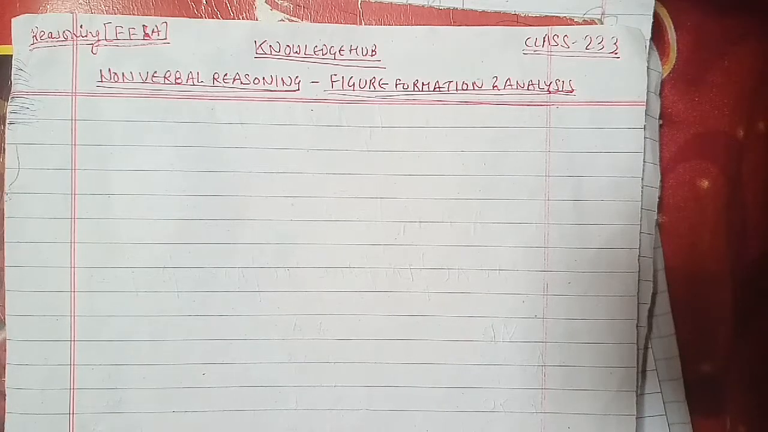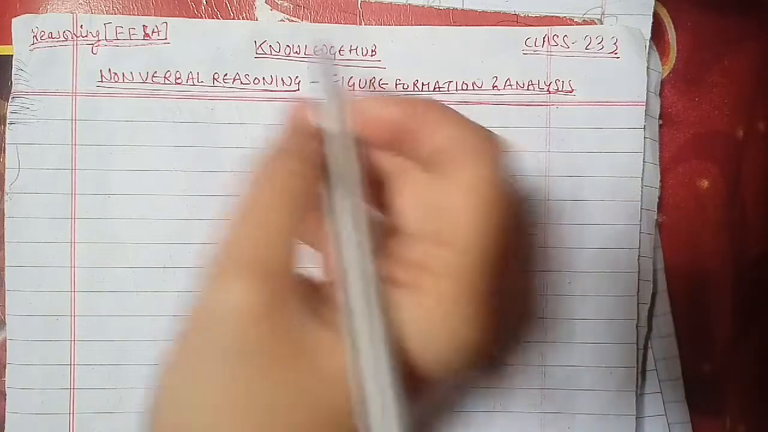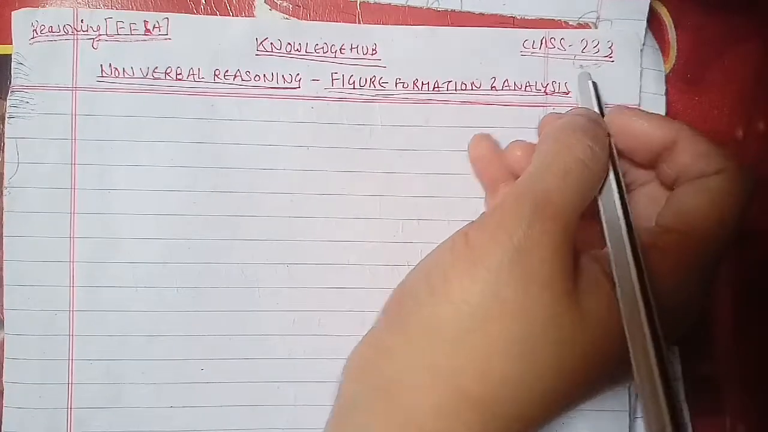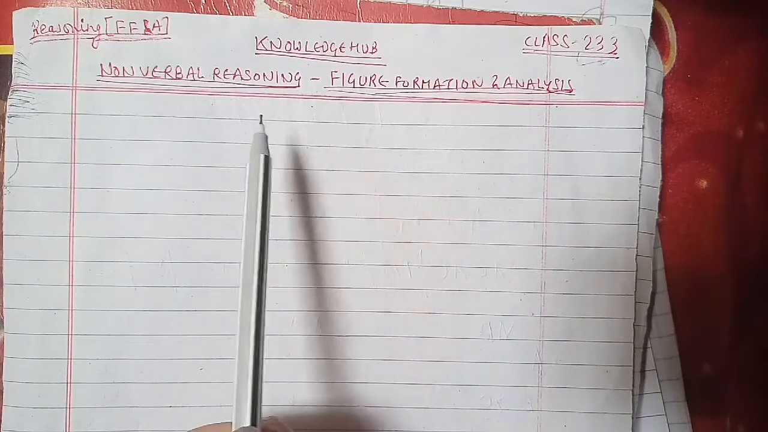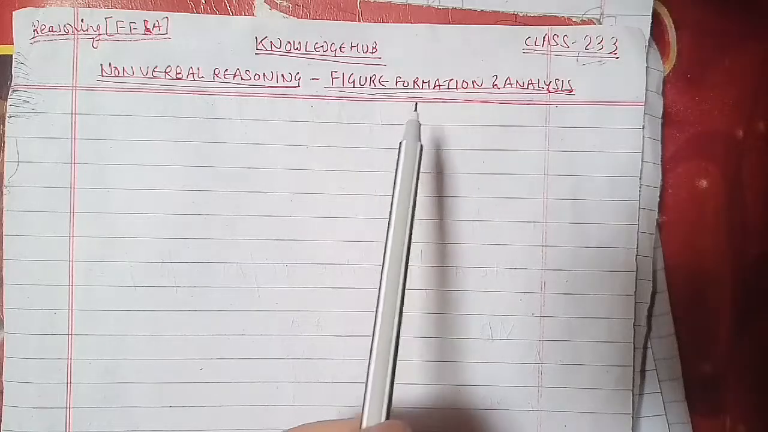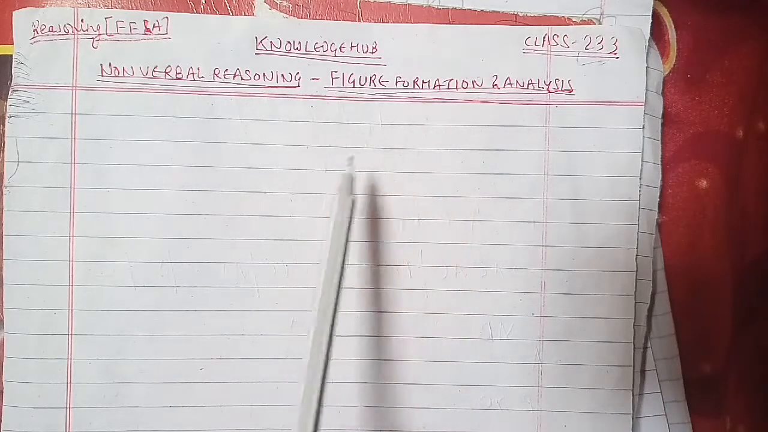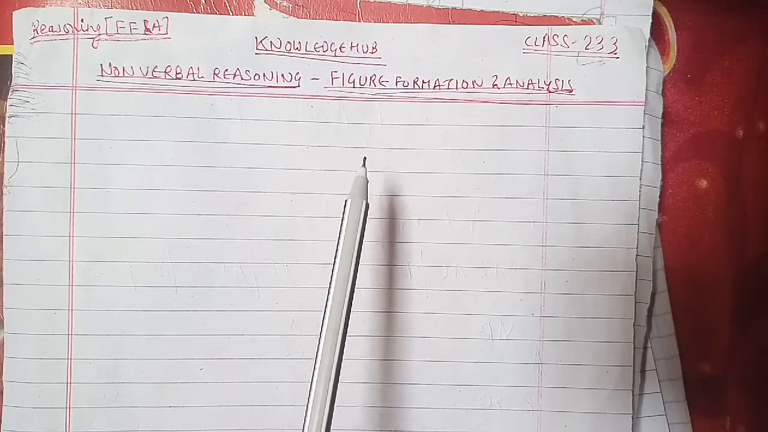Today we're going to start with reasoning, where we had started with verbal reasoning and completed it. In terms of reasoning, we have to start with the topic figure formation and analysis, as you can see here. This has been the class 233, in which we had started figure formation and analysis. That has been the last topic of non-verbal reasoning, which we had started in the last class, and surely if it is not exceeded, we'll be ending it in this one only.